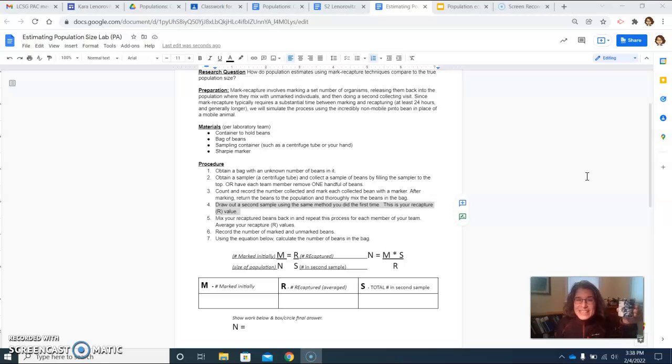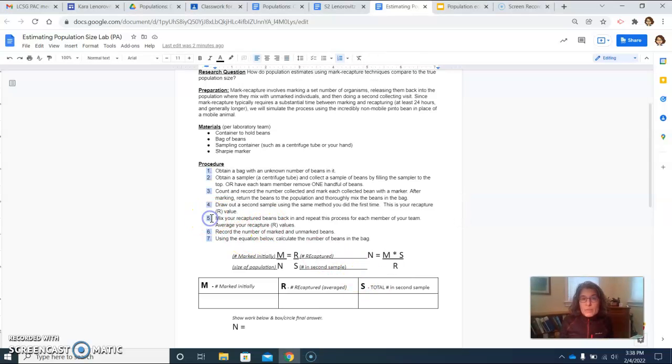So now this is my second sample. I'm going to go through this second sample now. I'm going to spread it out in a container on my table, and I'm going to count how many beans are in this second sample, and I'm also going to count how many of those individuals are actually recaptured beans, the ones that I marked initially. I'm then going to record both of those values. So I want to know the number that I've marked initially, the number that I've recaptured, and the total number that was in the second sample.